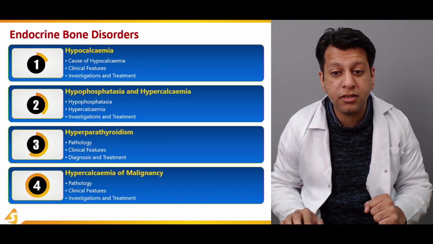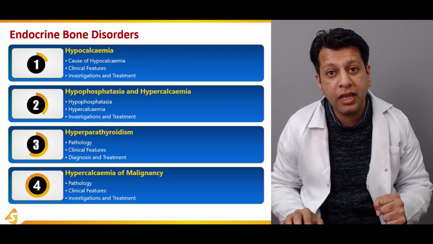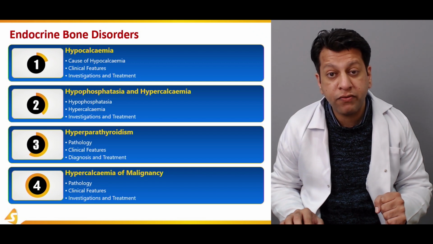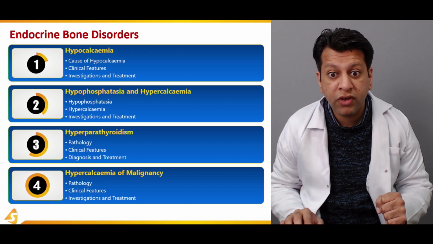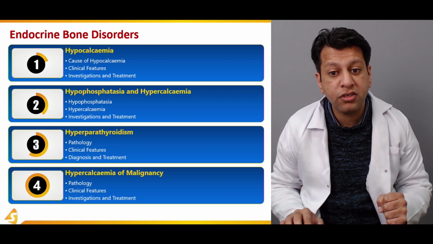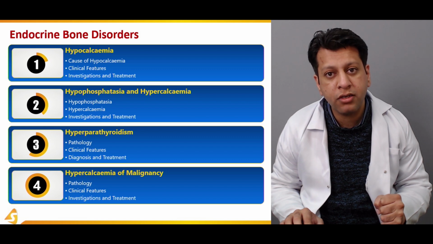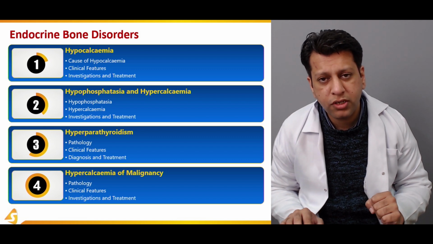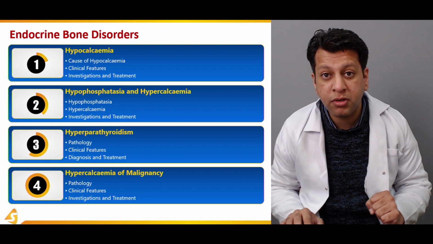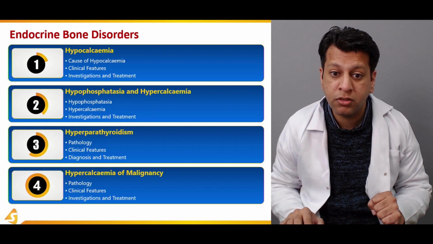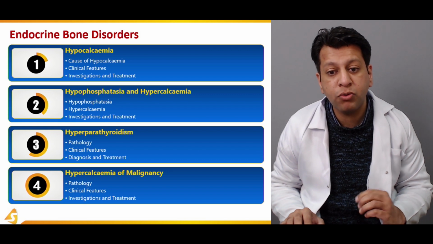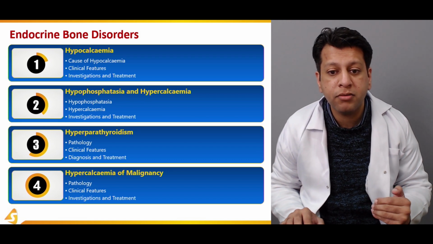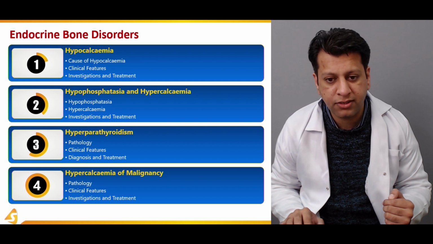We'll be discussing certain disorders related to calcium and phosphate metabolism. In the first section, we'll be going through hypocalcemia: the causes of hypocalcemia, its clinical features, its investigations, and how to treat it. Although it's rare, acute hypocalcemia is an emergency and has to be dealt with. Hypophosphatasia and hypercalcemia, we will go through their signs, symptoms, and their treatment in the second section.